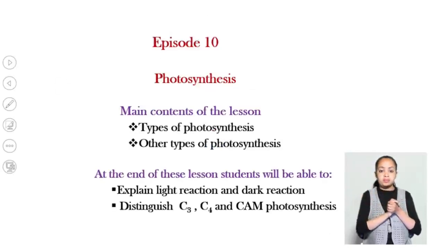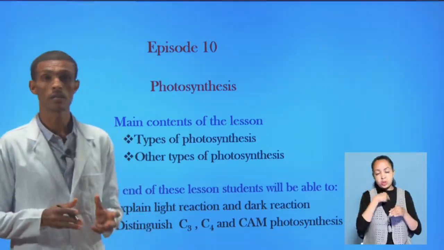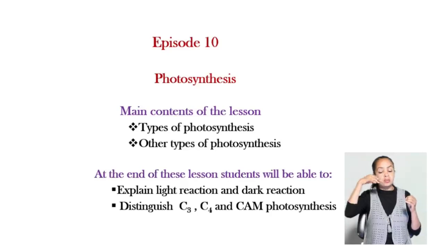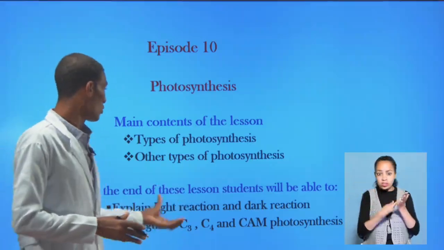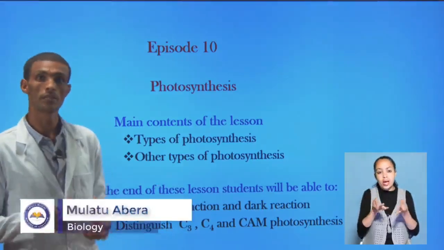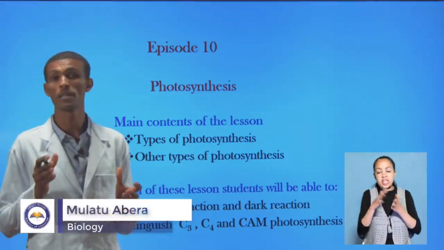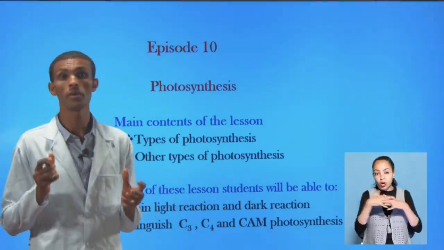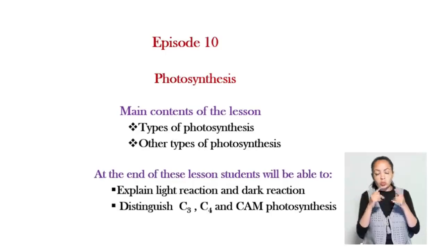In today's lesson, we are going to see lesson 10, which is photosynthesis. Under this lesson, we are going to see types of photosynthesis. Students, at the end of this lesson, we will be able to explain the reactions that take place in the light reaction and dark reaction, and distinguish the difference between C3, C4 and CAM photosynthesis.